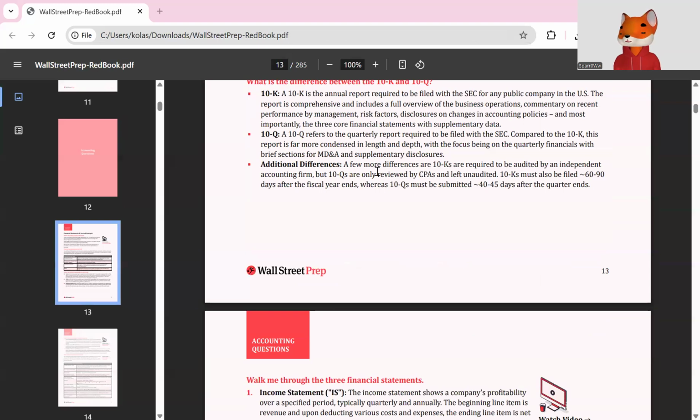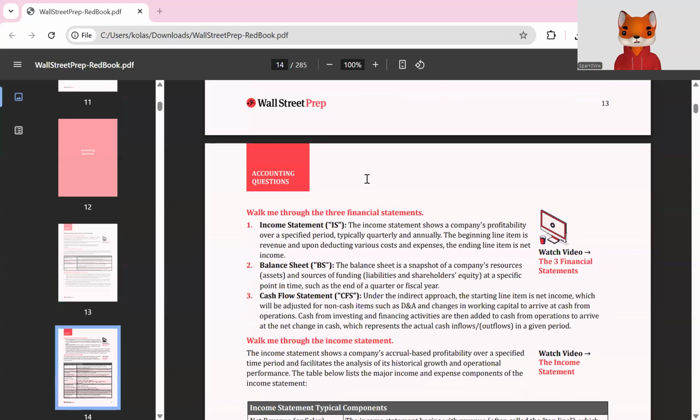While 10-Ks are required to be audited by an independent auditing firm, 10-Qs are only reviewed by certified public accountants and left unaudited. 10-Ks must also be filed within 60 to 90 days of the fiscal year ending, whereas 10-Qs must be submitted within 40 to 45 days of the quarter ending.